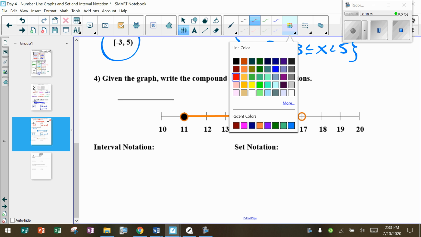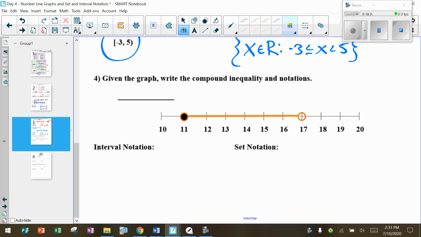Last example for this page. This time we're given the graph. We're going to write the interval notation, the inequality notation, and the set notation. So for our graph, we see that the lowest number is 11, and it's a closed circle. Highest number is 17, that's an open circle. So our interval notation goes from 11 up to 17. Closed circle around the 11, so that's a square bracket. Open circle around the 17, that's curved.